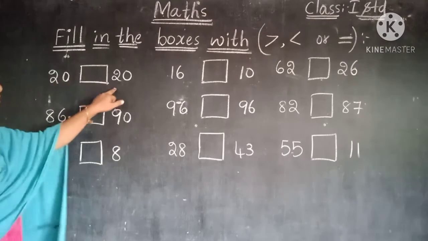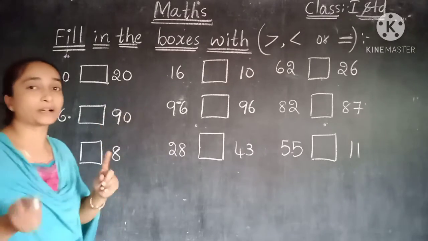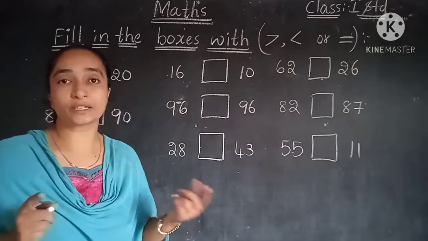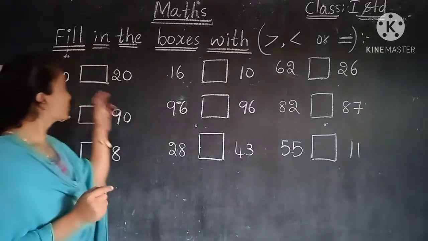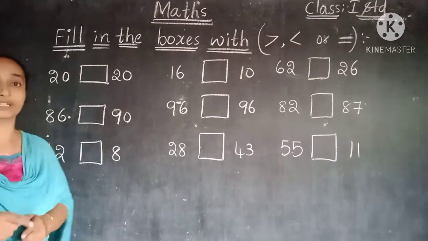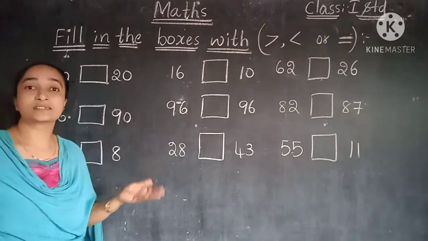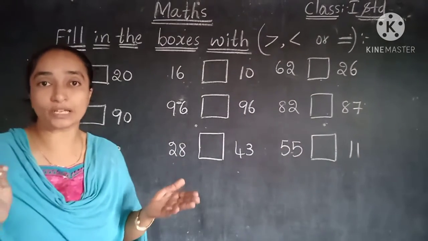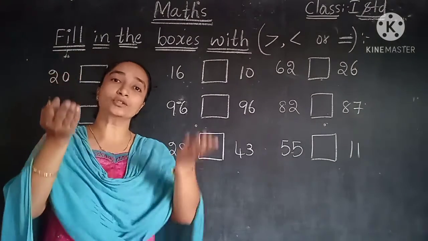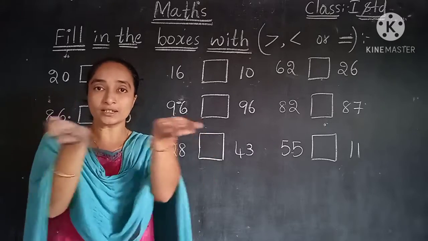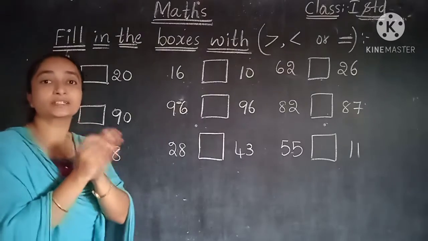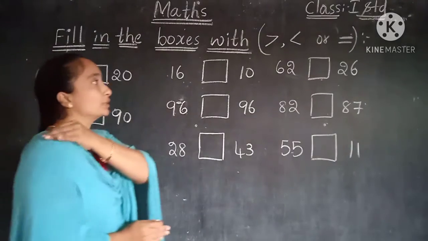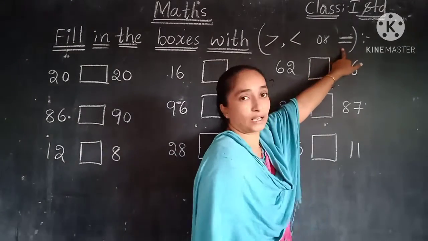2020. When we are comparing the two numbers, whether it is greater than, less than or equal, let us see now. 2020, 2020. Both are the same. So equal. Nobody is greater, nobody is smaller. Both are the same numbers, equal numbers. So what do we have to write, children? The equal to symbol.